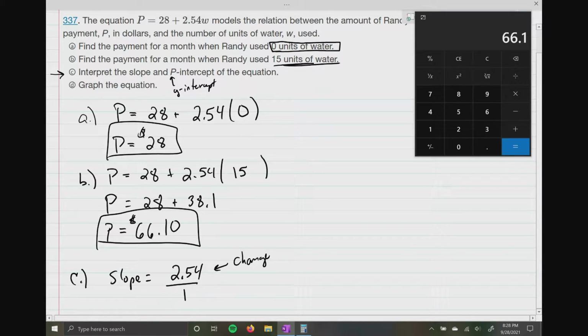Now, remember, slope is always defined as a change in Y. Well, in this case, we're not using the letter Y, we're using the letter P. So this is going to be a change in P divided by a change in X. However, X in this situation is not really X. It's going to be the letter W for water, okay? So if you want to, you can actually write this out because I think it'll make a lot more sense. Change in payment over your change in water. And since our slope is positive, what we can say here is this.